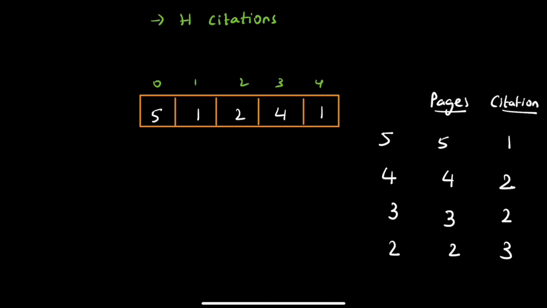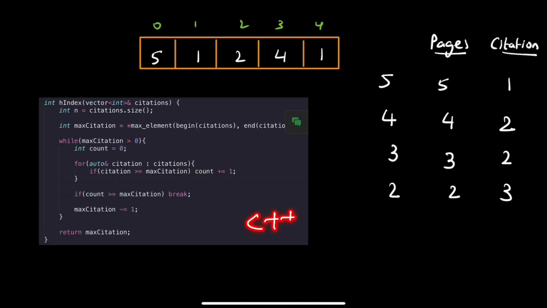So let's see the code for it. Here's the code in C++, although the logic is the same irrespective of programming language. The function name is hIndex and we have been provided the citations array. Firstly, I've taken the citations array size and stored it in n. Then I have looked for the maximum citation. This is an inbuilt function in C++ which gives the maximum element from the citations array. I have stored it in maxCitation.